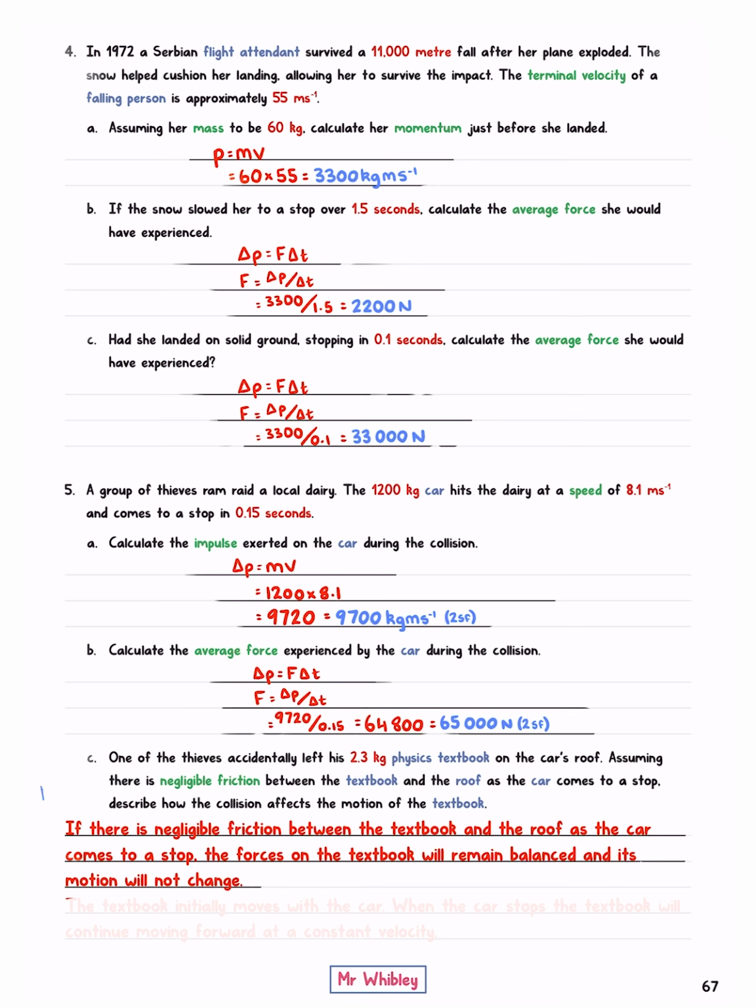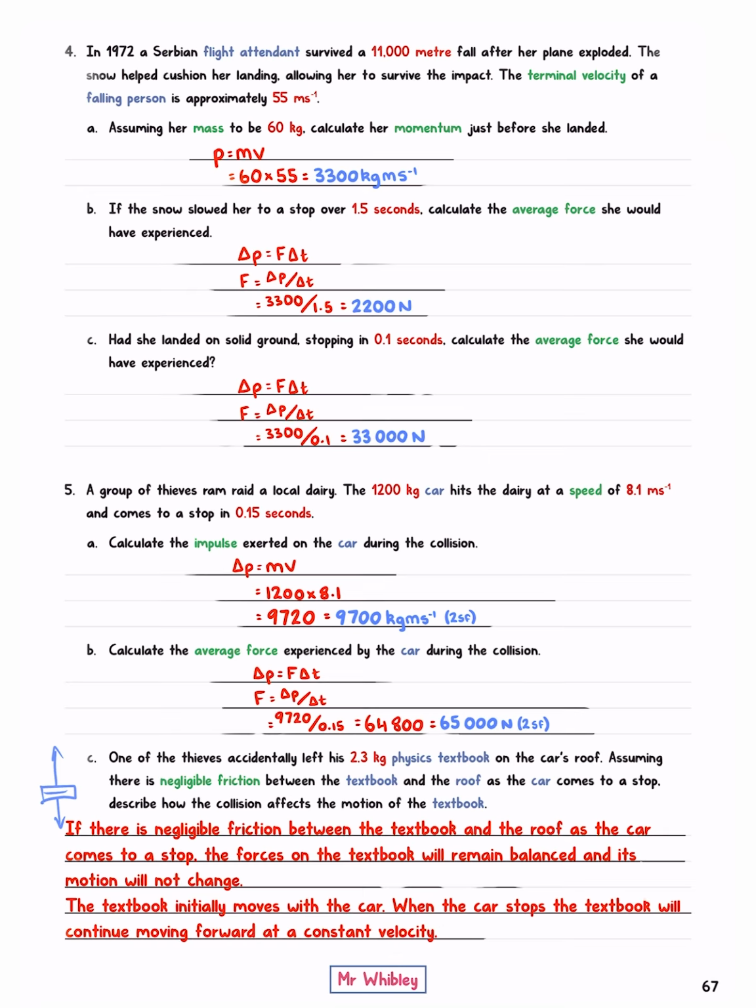Which is to say that if we have our textbook, we're going to have a gravitational force, which is going to be balanced by a support force, and as the car comes to a stop, because there's negligible friction between the textbook and the roof, it won't experience a force, and we know that we need a force in order for something to change its motion. The textbook initially moves with the car. When the car stops, the textbook will continue moving forward at a constant velocity.